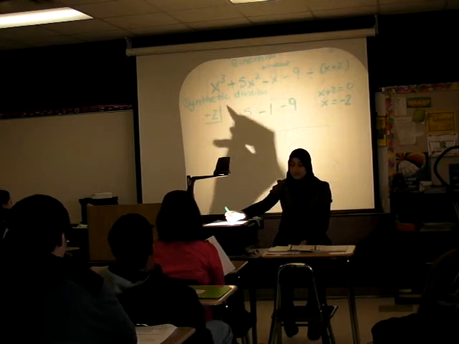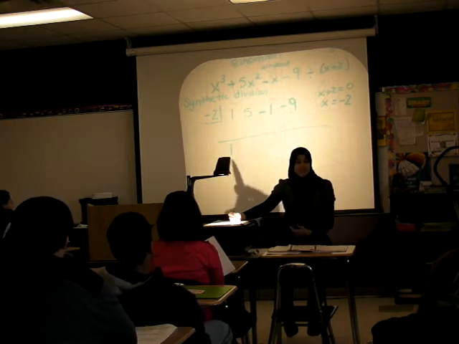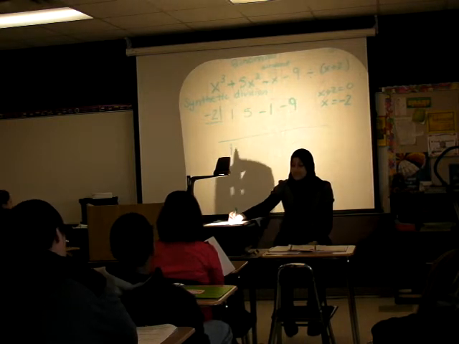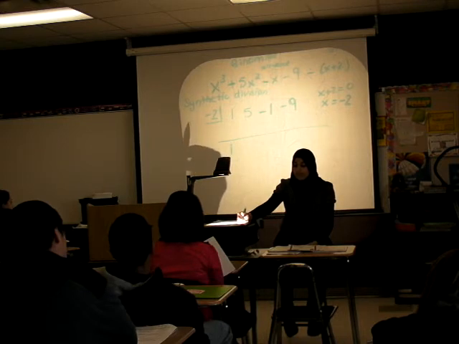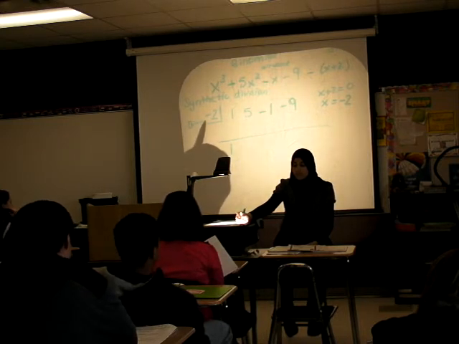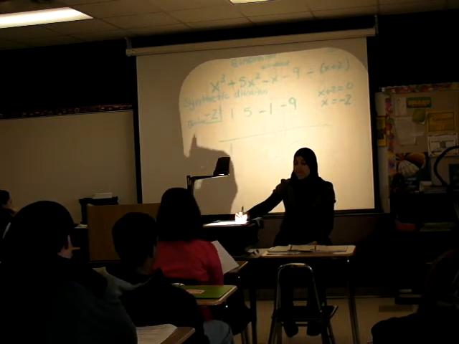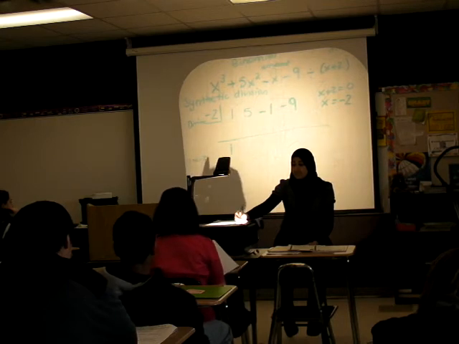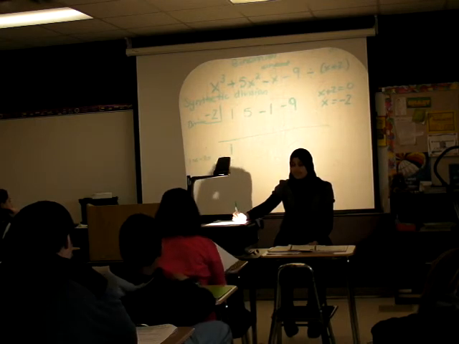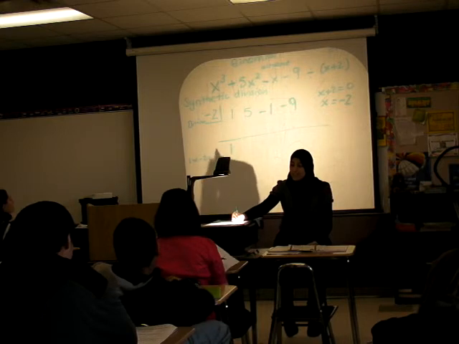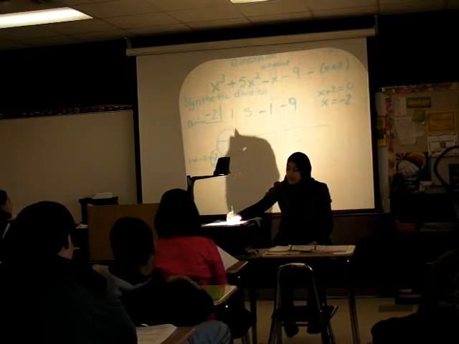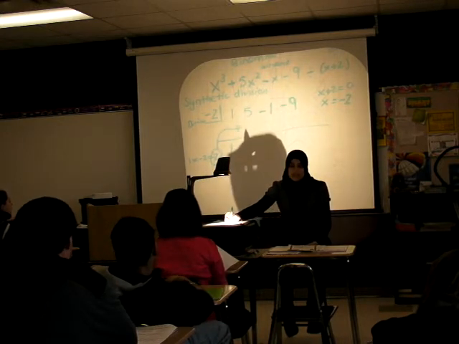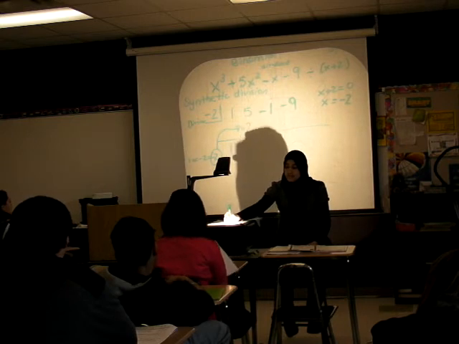Now when we do this, we bring down that 1. The first thing we'll do is just bring it right down. Now just like we did with division problems, we would take this number and multiply it by the divisor. This is your divisor. So 1 times a negative 2 is? Yeah. So we take that negative 2, and we put it right here underneath the 5, so the second column.